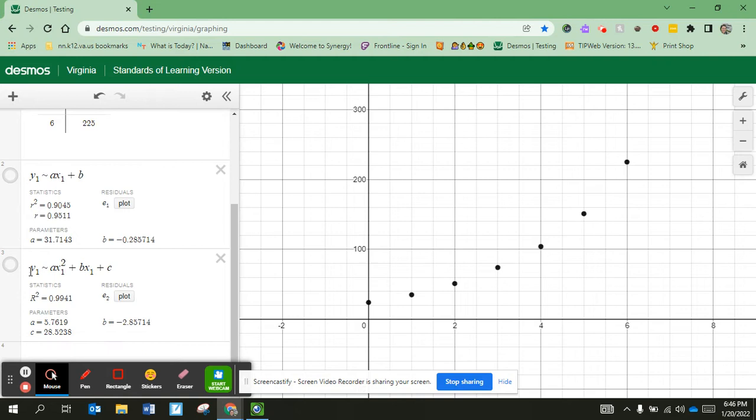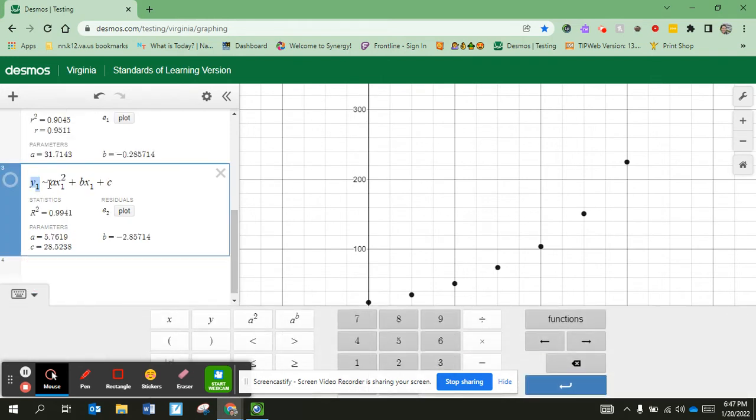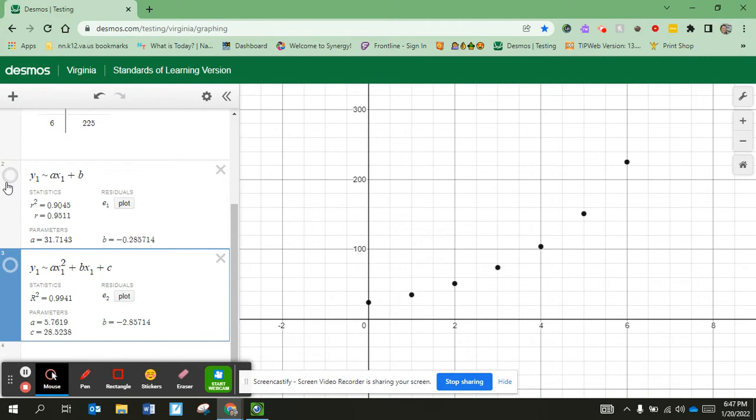So I'm going to try my quadratic curve of best fit. Ax squared plus bx plus c. Notice that I've included the ones because I'm referencing the table up top. So let's check it. That's much better. The equation for this line is going to be the quadratic version.